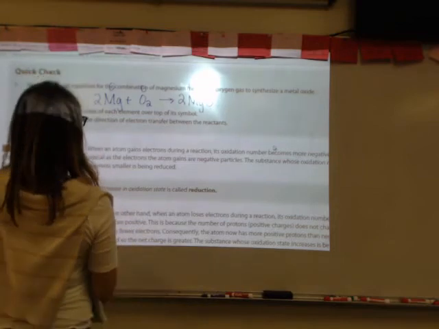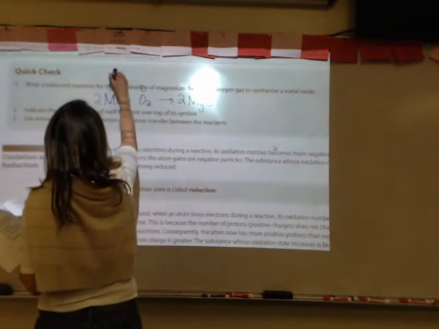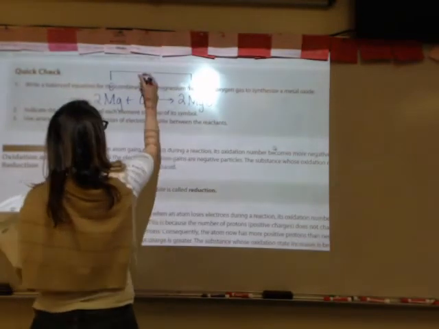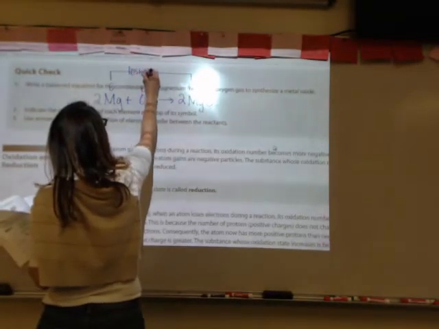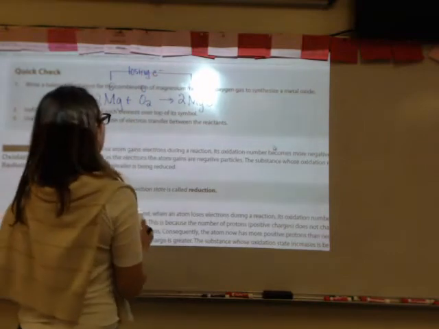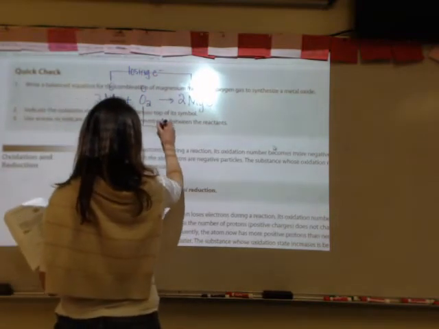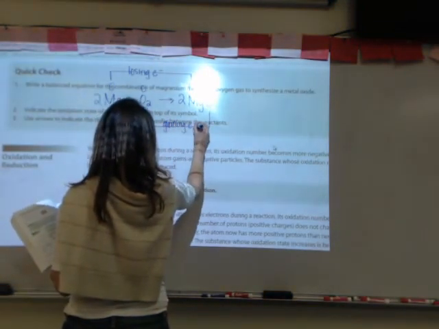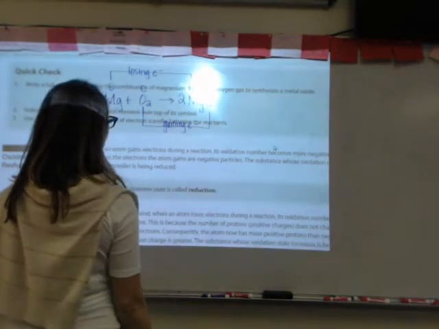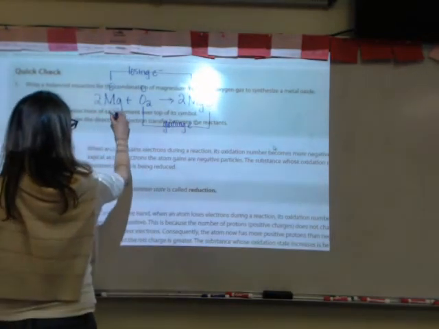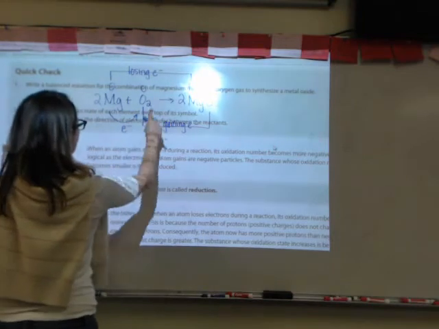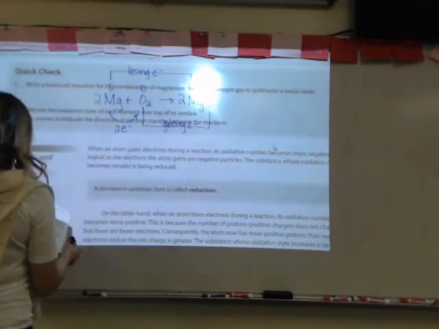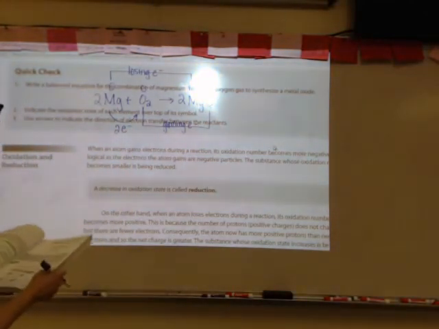Okay, so it looks like my magnesium is going from a 0 to a +2. So that means that it is losing electrons because it's gaining positive charge. And my oxygen is going from a 0 to a -2, which means it is gaining electrons because its oxidation number is going down. So that means that the electrons are moving in this direction. And since my oxidation numbers are changing by 2, that means we have 2 electrons being transferred.